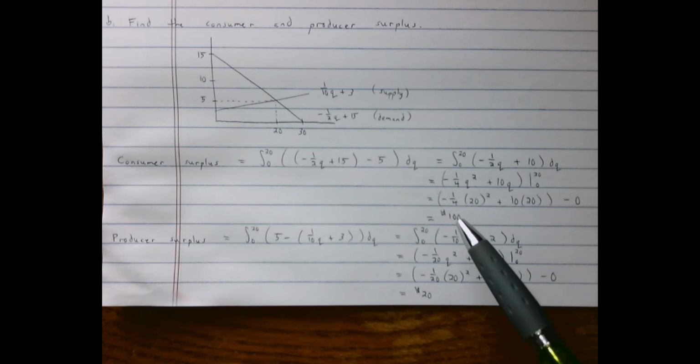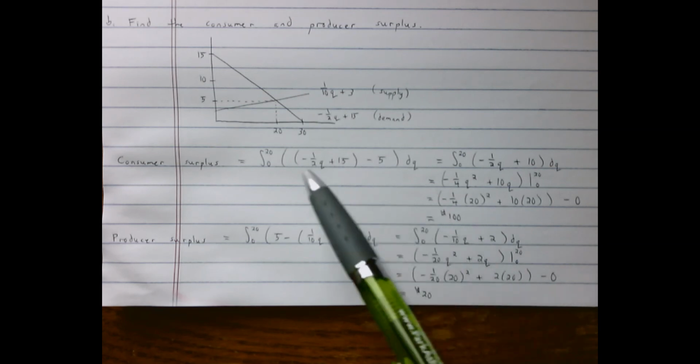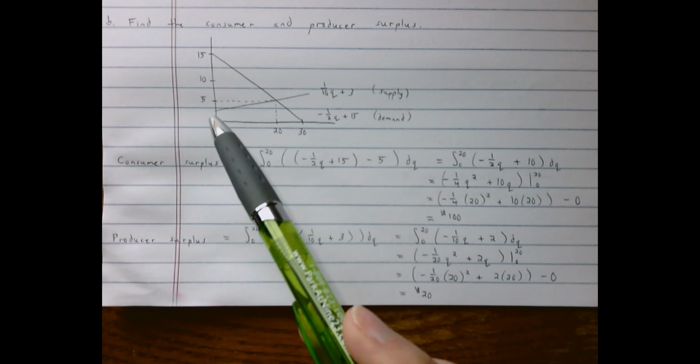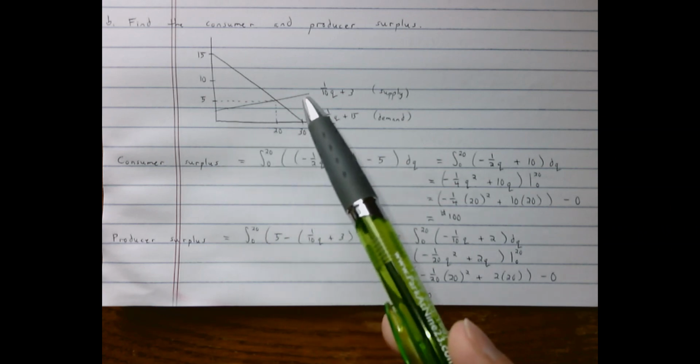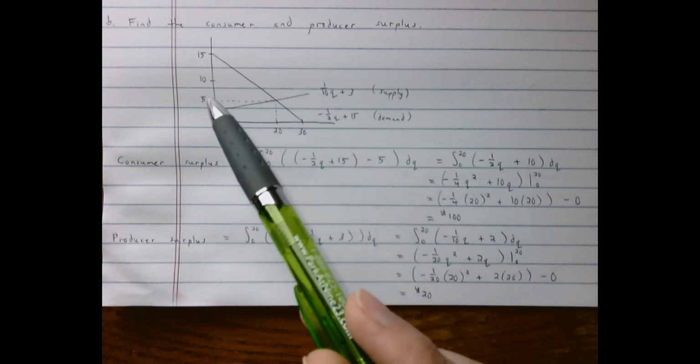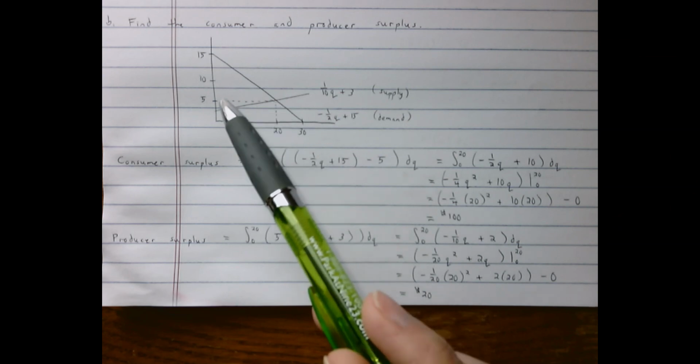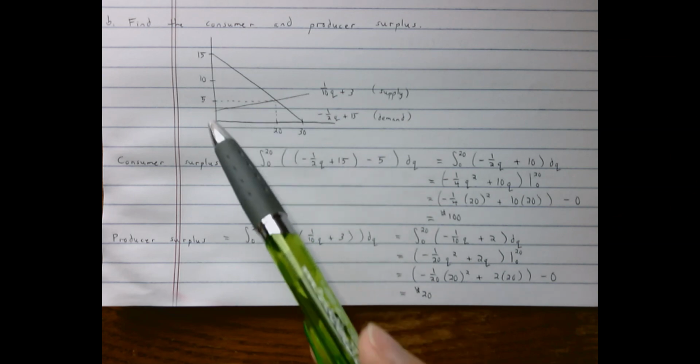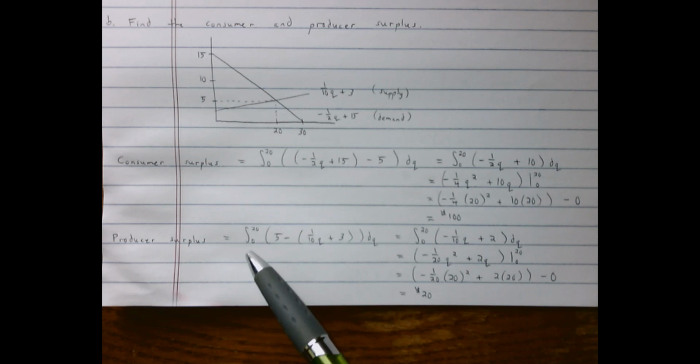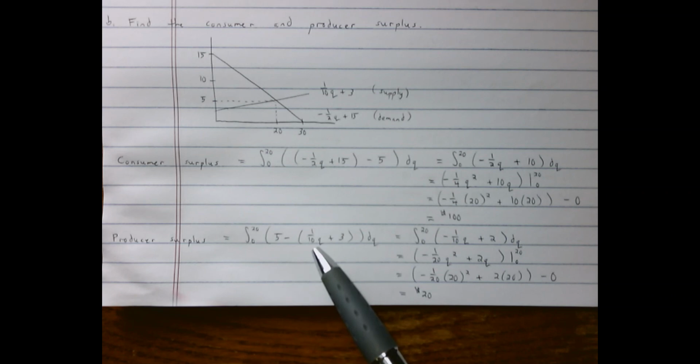For the producer surplus, we now want the area of the region trapped between the supply curve, this line here, and the horizontal line at our equilibrium price of 5. Again, the limits of integration will be 0 to 20. We take the top curve minus the bottom curve, simplify the integrand before you try to integrate, and on doing this we end up with $20 for the producer surplus.